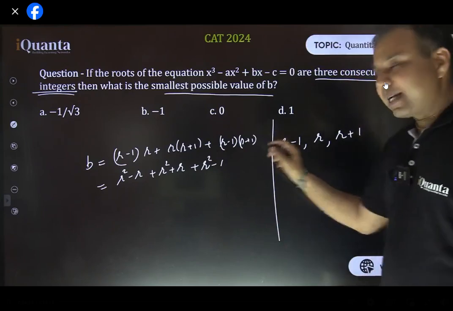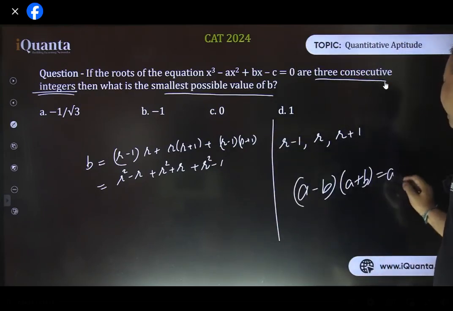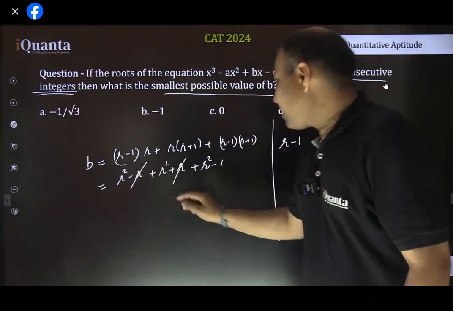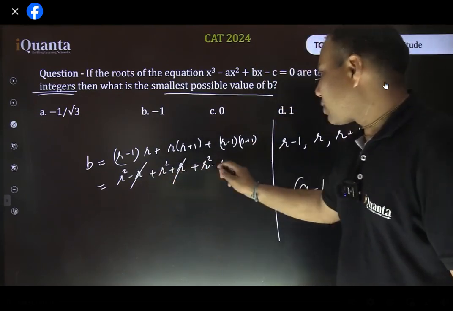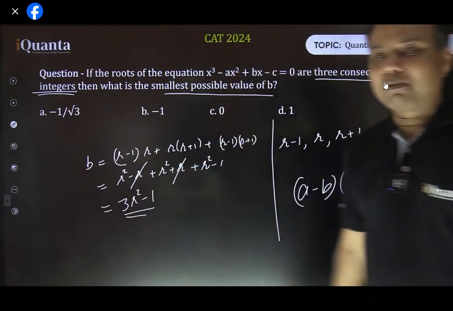Now that is also an important identity. I hope you remember. (a minus b) into (a plus b) is equal to a square minus b square. So using that identity, directly I can say r square minus 1. Now the negative r and positive r will cancel and nothing else cancels. So r square three times, that is 3r square, minus 1. We want to find the minimum possible value for this.